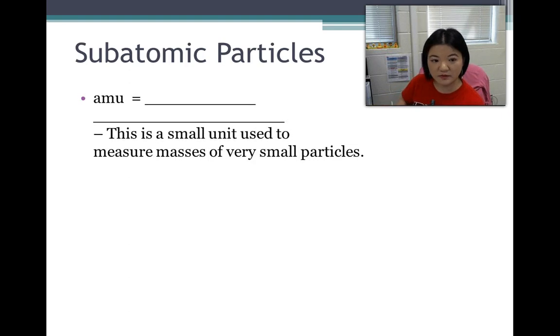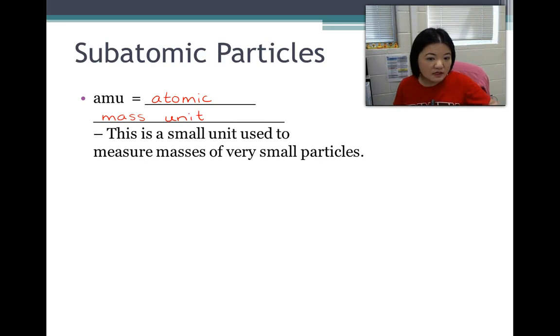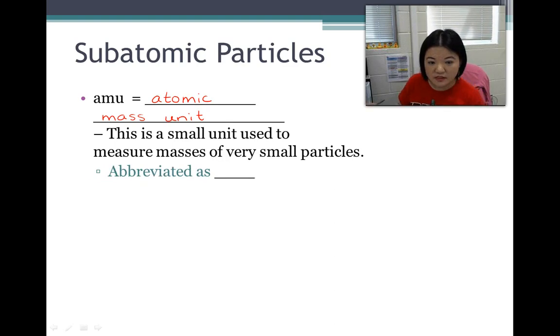Now, let's talk about what AMU means. AMU stands for Atomic Mass Unit. Alright, so the atomic mass unit, or AMU, is a very small unit that is used to measure masses of very small particles, such as the protons, the neutrons, and the electrons. The AMU is abbreviated as the letter u. It's just a little u.